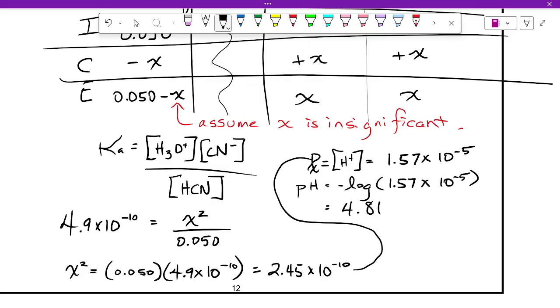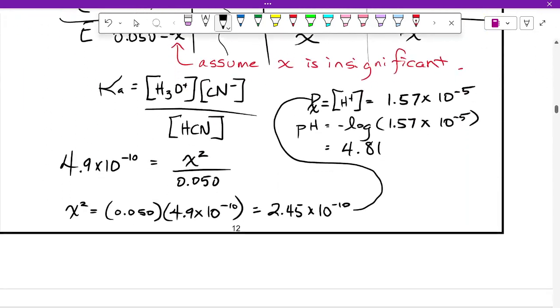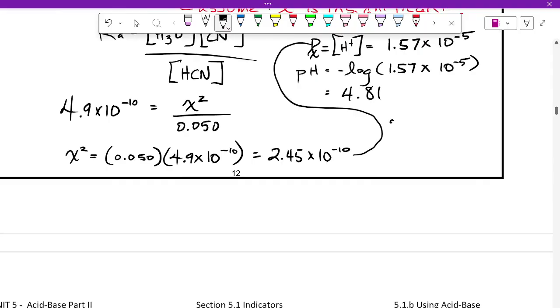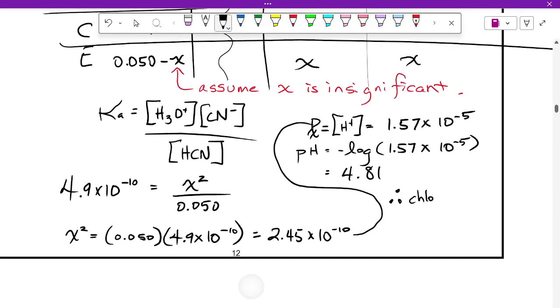All right, and then pH of 4.81, we are trying to find out the color of chlorophenol red. Did I do it wrong? Uh-oh. Good Lord, what is wrong with me?